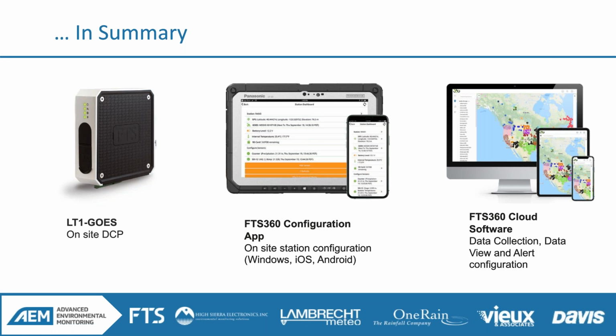And then Sean went over the FTS360 cloud software, where you can manage some of your data, view it, set alerts, and do some configuration that way. The reason that I go over this summary is that I was in a meeting not too long ago online, and someone said that the names of the two 360s can be a little confusing. One said, can one be called 359? So I just wanted to make sure that we're clear: when we're talking about 360, there's a cloud software and then there's a configuration app.